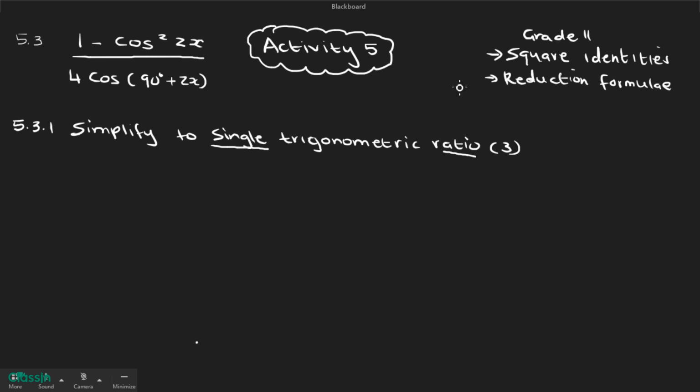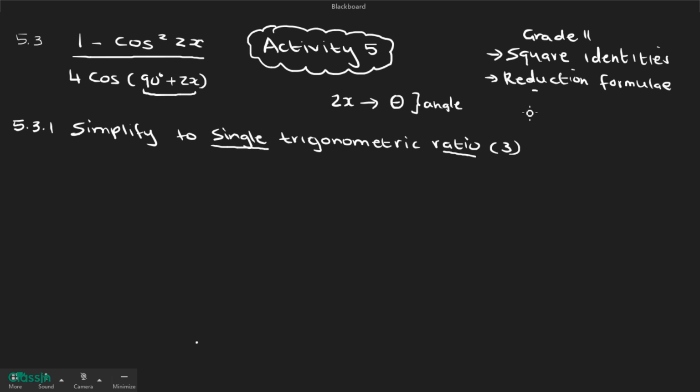So why do I take it back to grade 11? Because already I can see a reduction formula. I see 1 minus cos squared 2x. Remember that 2x in this case is an angle, the same as theta. This is our angle. We are not going to say 2x as a double angle, but we are saying 2x. So what is this? 1 minus cos squared 2x.